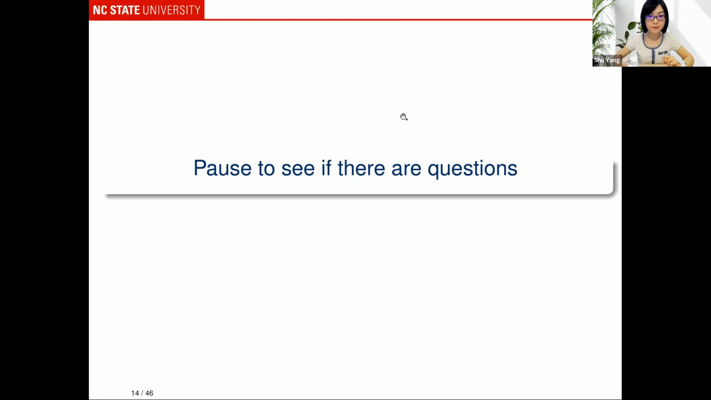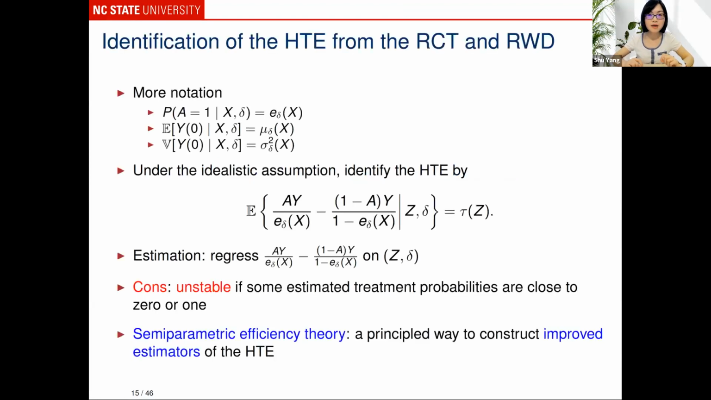Okay, so let me move on. Now we assume the idealistic assumption holds, so we can identify the HTE from both RCT and RWD. So here we introduce more notation. e_delta of X is the usual propensity score. And also we have an outcome mean function and outcome variance function denoted by mu_delta of X and sigma_delta squared of X. And then under the idealistic assumption, we can identify the HTE by the following result. And this is a very common, popular result in the literature.